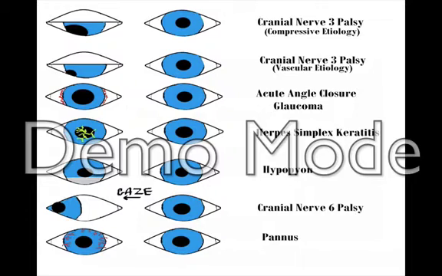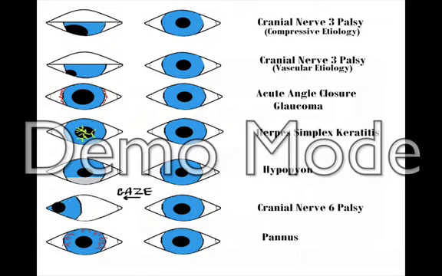In the third image, we note ciliary flush and a mid-dilated pupil relative to the unaffected left eye. This is seen in acute angle closure glaucoma. Now, it's important to note that ciliary flush can also be seen in iritis. However, the pupil is not usually mid-dilated, but rather miotic.